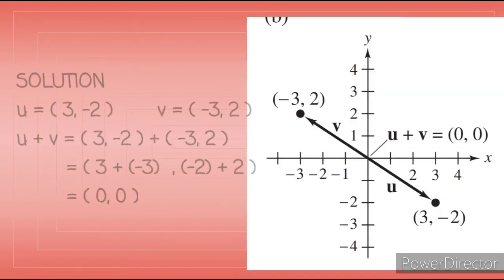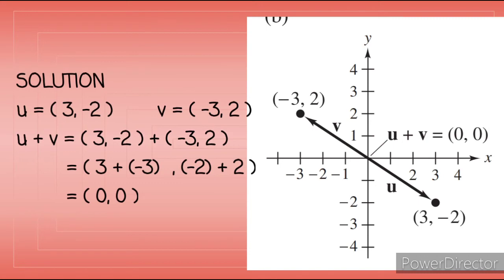Let's check the graphical representation of the zero vector. As you can see in the figure, the zero vector is not pointing in any particular direction, so it has an undefined direction and no length.